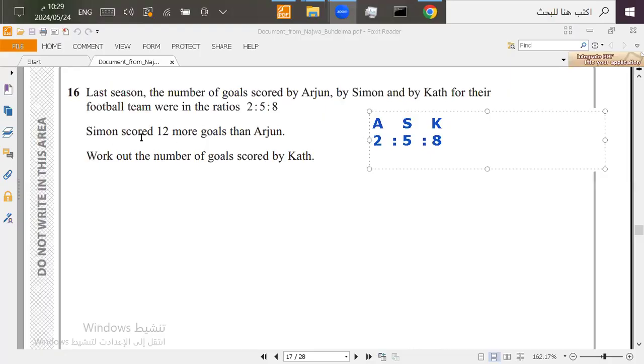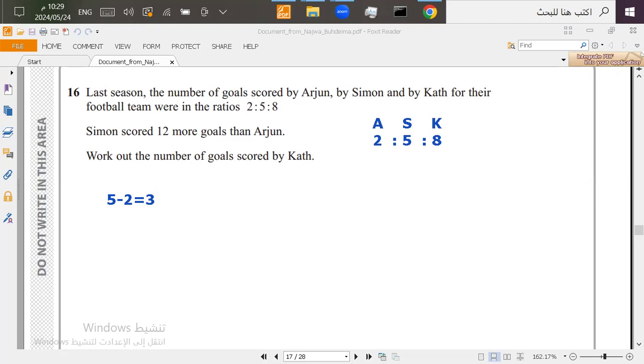Now, Simon scored 12 more goals than Arjun. So Simon has 12 more goals than Arjun, and the ratio here is 5 and here's 2. So when I subtract the ratios, Simon is 5 minus 2 equals 3. So these three ratios are the 12 more goals. It means I can use the difference in ratio between them, which is the 12 more goals.